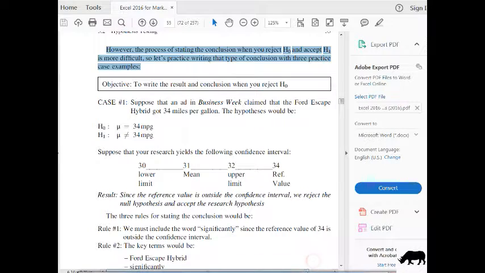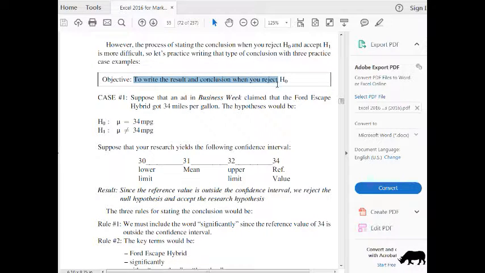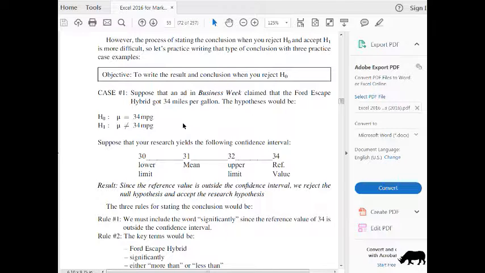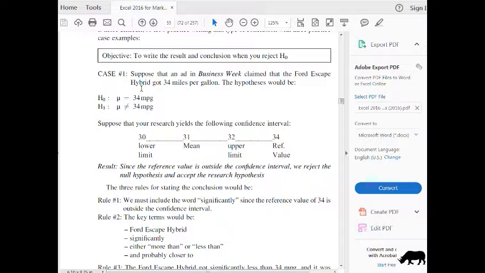However, the process of stating the conclusion when you reject H0 and accept H1 is more difficult. So let's practice writing that type of conclusion with 3 practice case examples, for writing the result of your hypothesis testing for the null hypothesis and for the research hypothesis. Study these cases carefully.